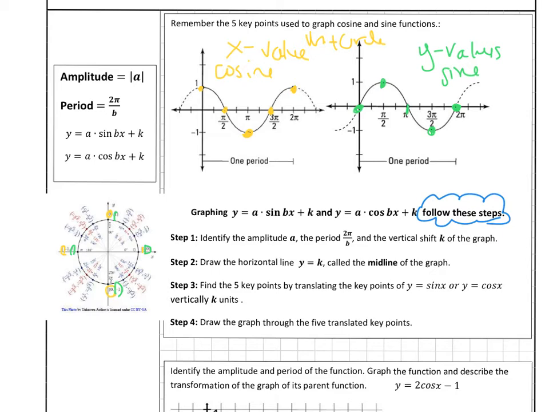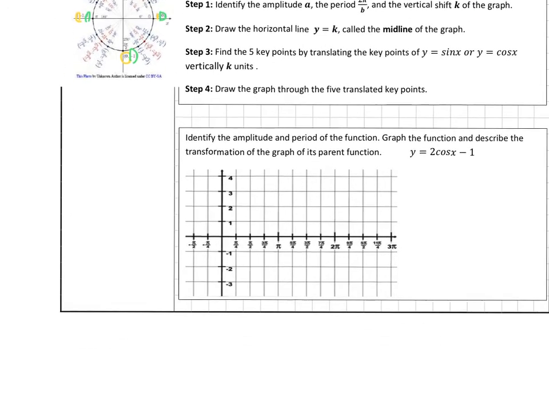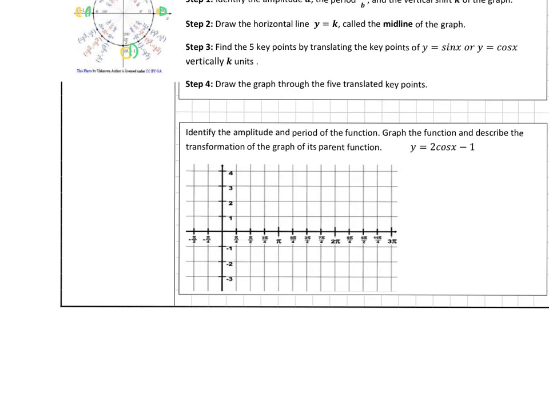So we're going to do a little reviewing of some that we looked at last week. Our first thing we're going to do is focus on the amplitude, and that's the absolute value of the a value in front of our function. So in this case, our amplitude is 2.